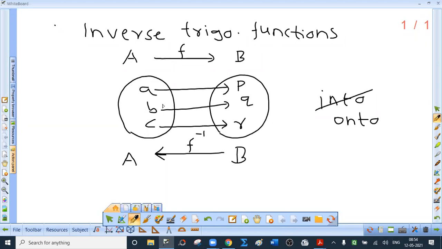Is that clear? Now you will be surprised to know that the trigonometric functions are not one-one and onto. I mean, they are onto their ranges, but they are not one-one. For the simple reason, all the trigonometric functions are periodic functions.